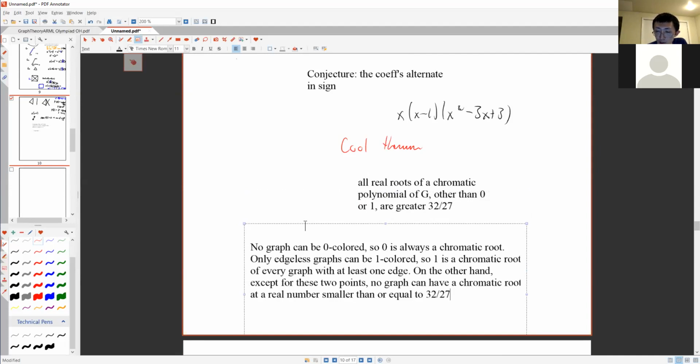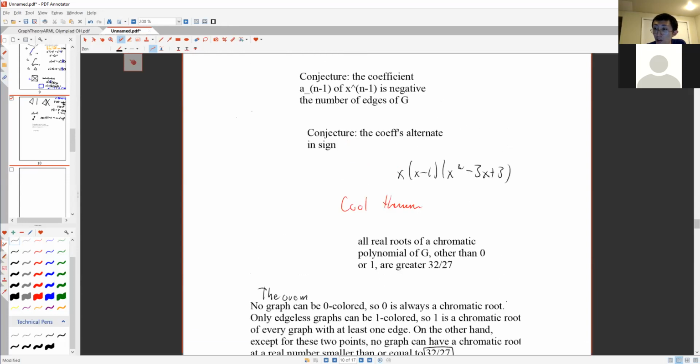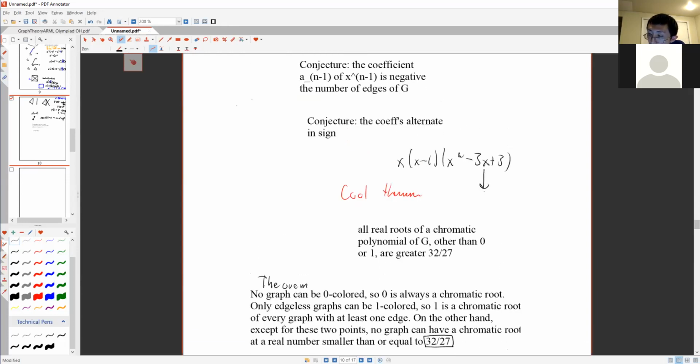And then other than those 2 points, no graph can have a chromatic root at a real number smaller than or equal to 32 over 27. So this is an interesting theorem because, where the heck does this number come from, right? It's very weird and random. So, maybe let's check. What are the roots of this? Are they even real? Oh, they're not real. Okay.